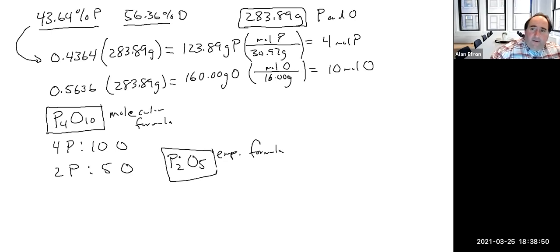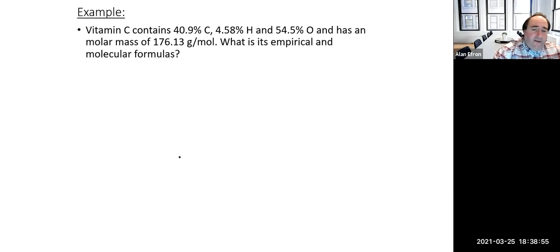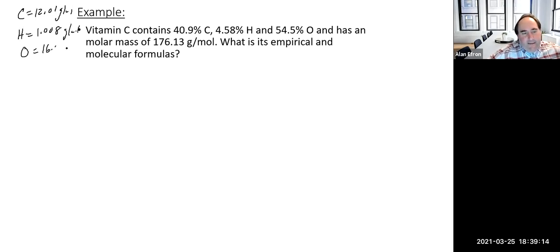All right, now that we're on a good roll on these, let's try one more here. Let's do some vitamin C. Carbon, hydrogen, oxygen. What's the empirical and molecular formula? Carbon is 12.01. Hydrogen is 1.008. And oxygen is 16. All right, see what you come up with. Say that we have 100 grams here. And like I said before, that pretty much just keeps the numbers the same.